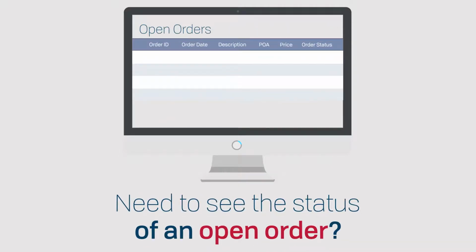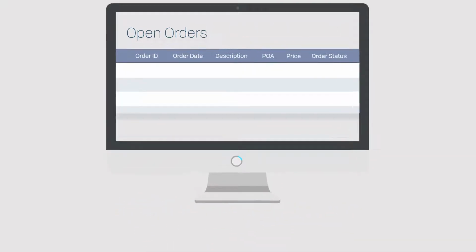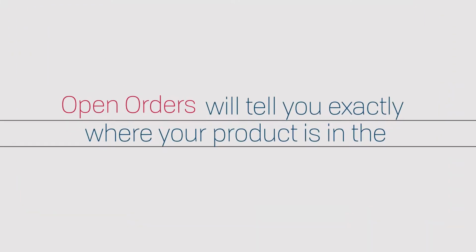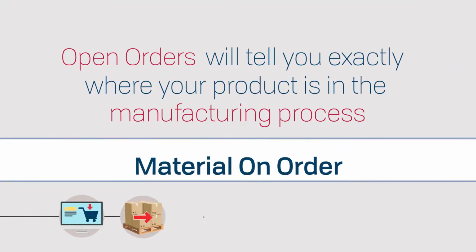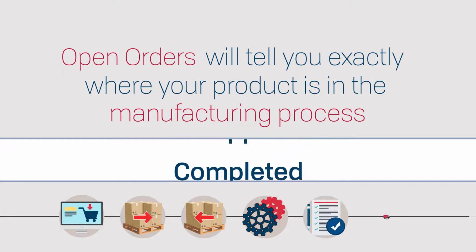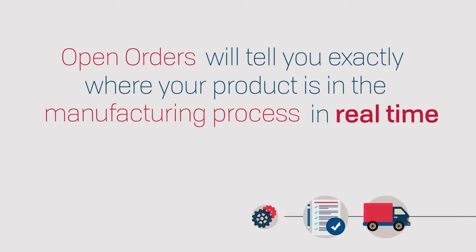Need to see the status of an open order? The Open Orders tab will tell you exactly where your product is in the manufacturing process. All of this in real time.